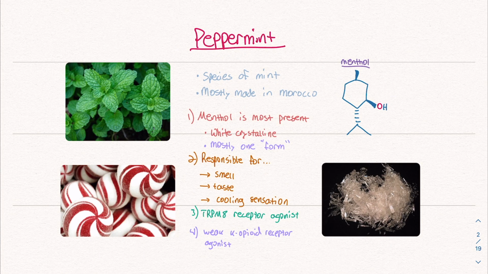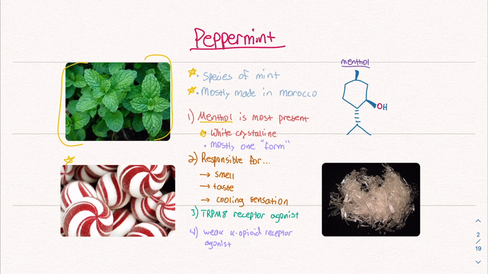First, we're going to talk about peppermint. Peppermint is a species of mint, and I believe it's mostly synthesized or made in Morocco. This is the plant, and a lot of us recognize peppermint because of these candies and the very familiar smell and taste. Menthol is the chemical that's most present in peppermint. There are other chemicals, but menthol is the main one.